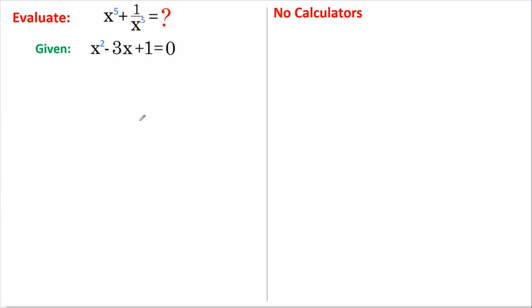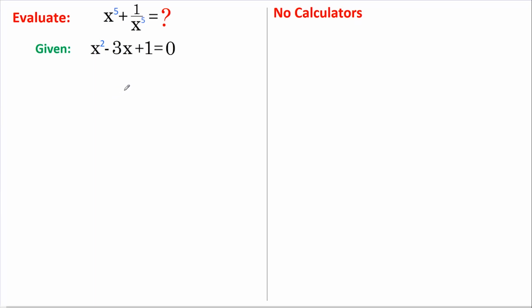Now, the big temptation here is to take x squared minus 3x plus 1, factorise it and obtain a value for x, which you can then plug into the above expression. This is possible, but you're not going to get an exact value for x, and calculators are not allowed. So this is not the way to go. So what are we going to do?